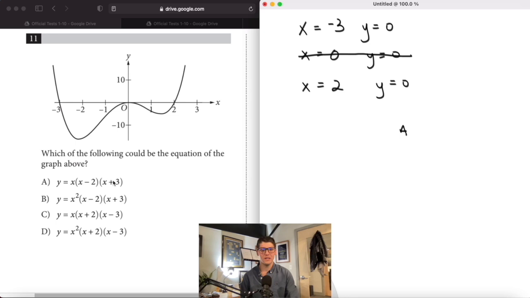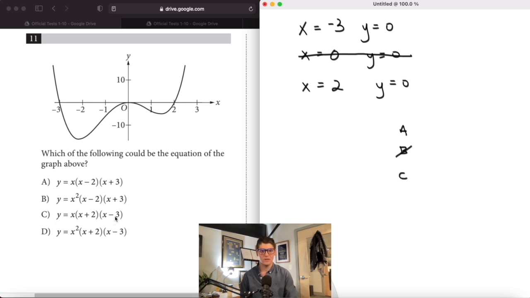But if x is negative 3, A will work because this term would give us a 0. Whatever else happens here doesn't matter. A 0 times this stuff. B, however, will not work because there's no place to put a negative 3 that will give you a 0. Right? So that's not going to work. That's the beauty of factoring.